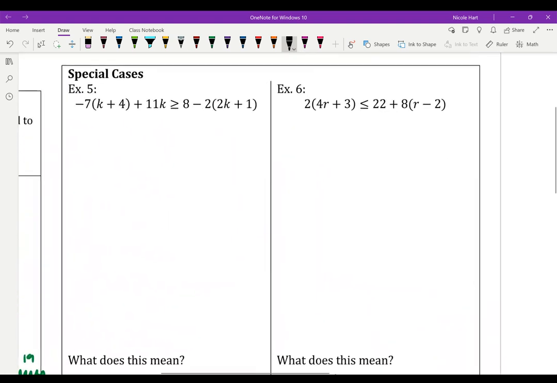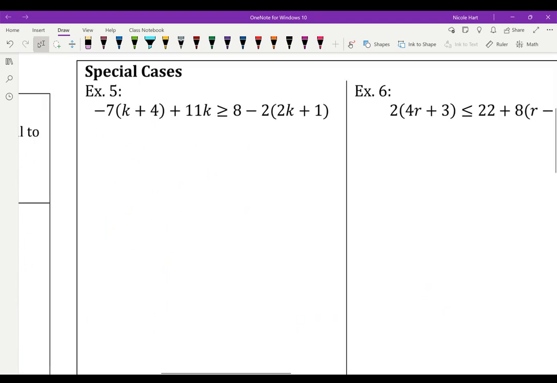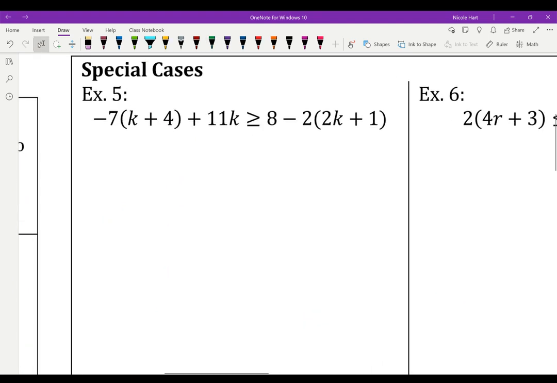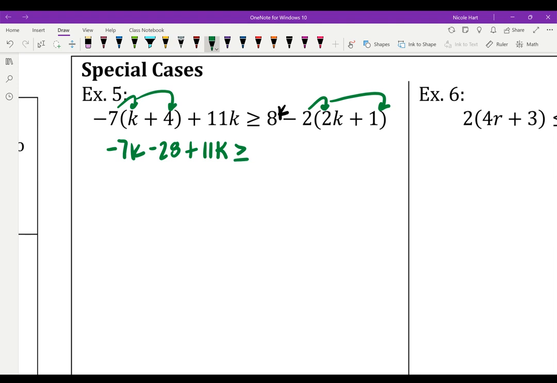Okay, so we have 2 more examples of special cases. Looking at this first one, we're going to solve just like we normally would. So first I'm going to distribute into the parentheses. And there is a typo here. I am missing a K. I caught that on my notes earlier. There's supposed to be a K there, so it's 8K. So negative 7 times 4 gives us minus 28 plus 11K is greater than or equal to 8K minus negative 2 times 2K gives us minus 4K. Negative 2 times 1 is minus 2.